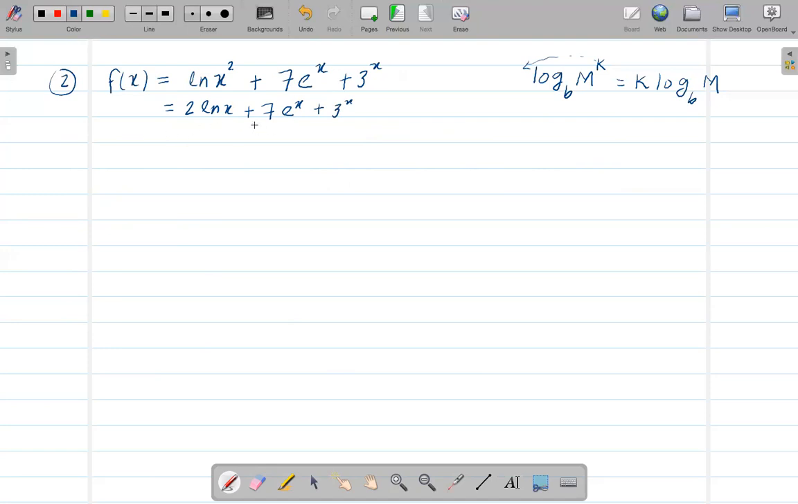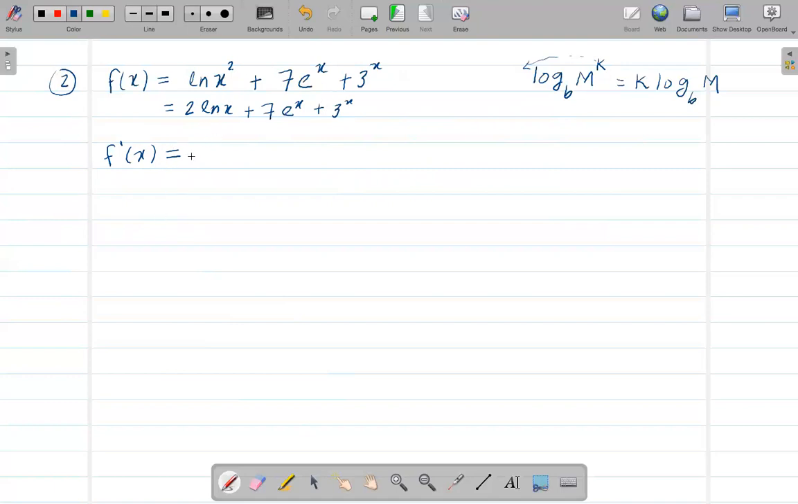So once you do this, now we can take the derivative of this. You cannot take the derivative of just one part and write the same thing for the rest. When you take the derivative, you have to take the derivative of all of these at the same time.